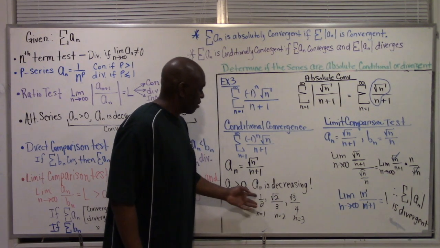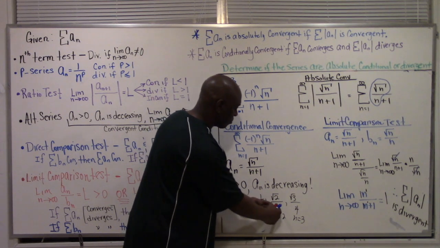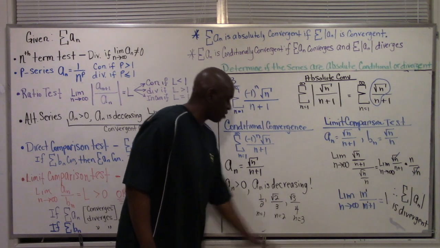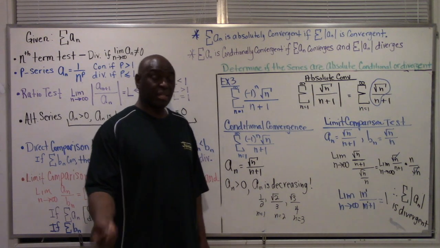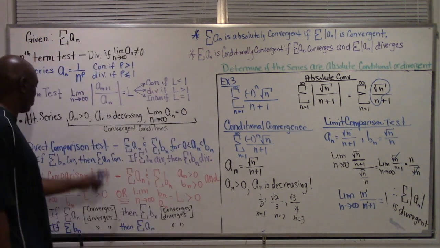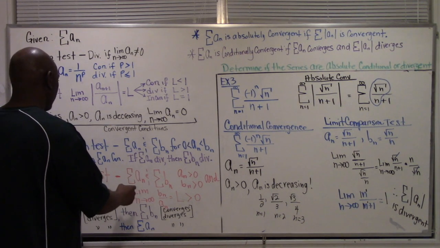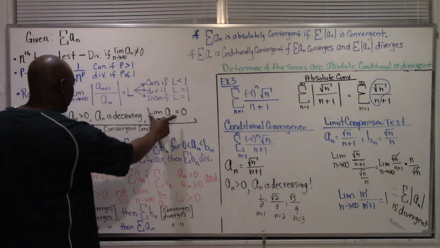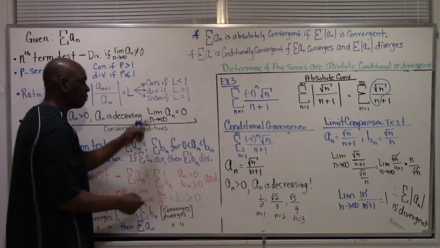Okay? And so again, smaller denominator, larger fraction. So it's getting smaller as we go. Okay? So that's happening. It is decreasing. Last thing, check the limit. It's right here. Check the limit and make sure the limit as n gets large of an equals 0.